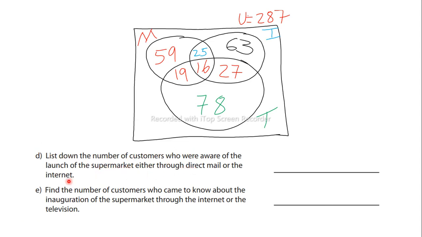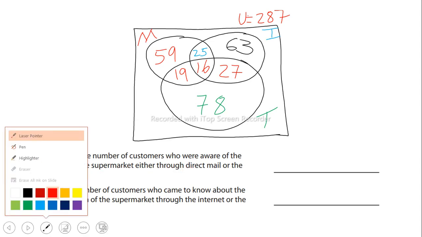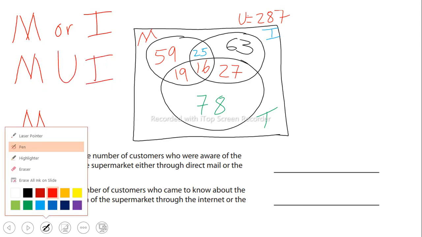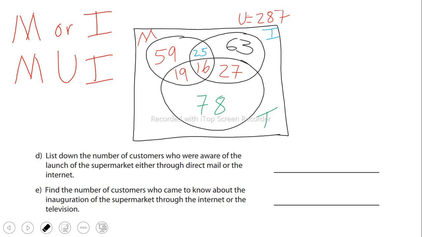So what are they asking us here? We want mail, the people who learned about it either through mail or the internet. Now when you see they use that word or, they're basically saying they want M. Or means union. So they want M union I. That's what they're basically saying: all of the elements in M union I. So this is M. Is the T prime?